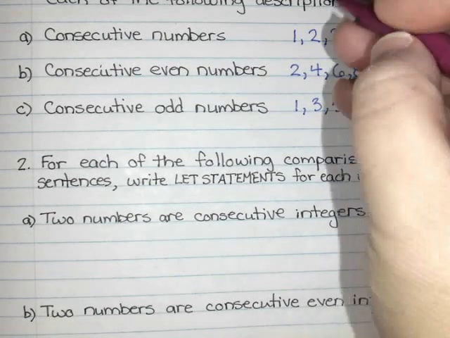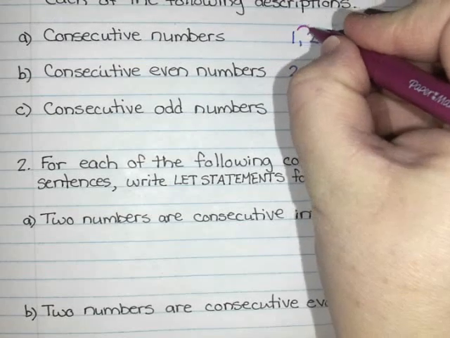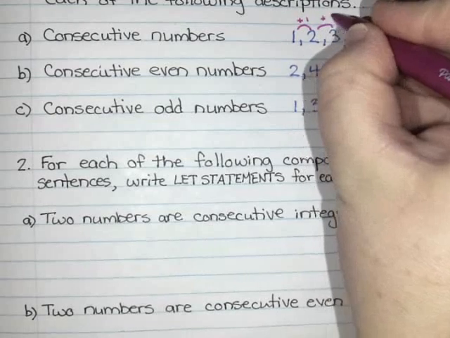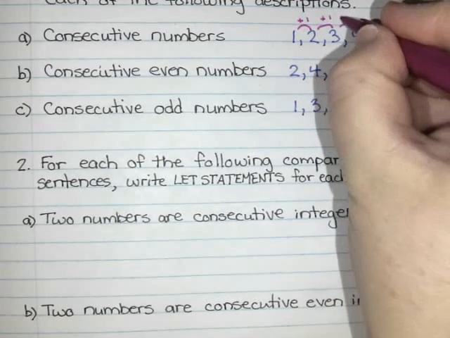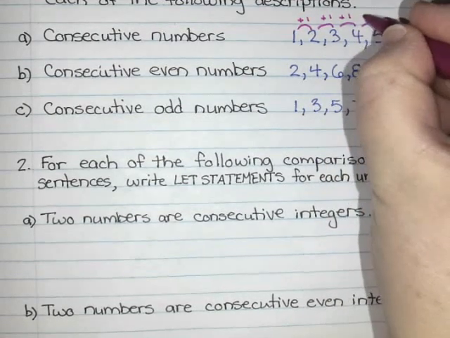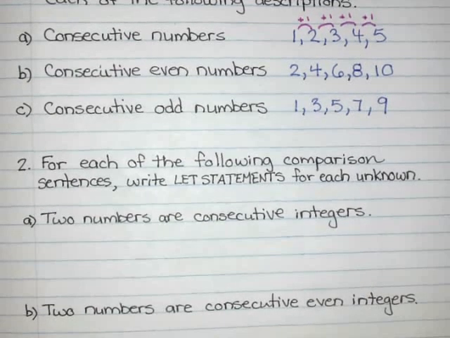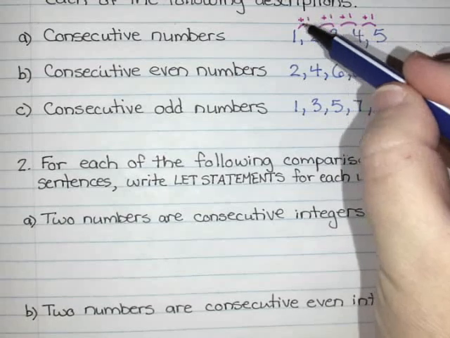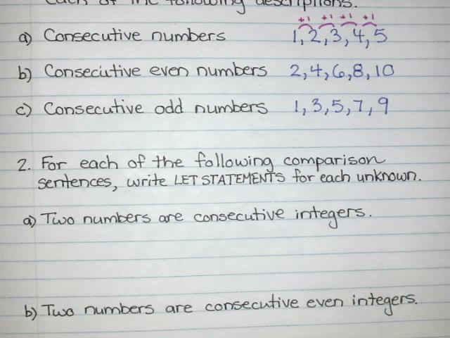If I think about those numbers, to get from 1 to 2, I would add 1. To get from 2 to 3, I would add 1. To get from 3 to 4, I would add 1. To get from 4 to 5, I would add 1. So when you have consecutive numbers, the next number is always 1 bigger than the one that came before.